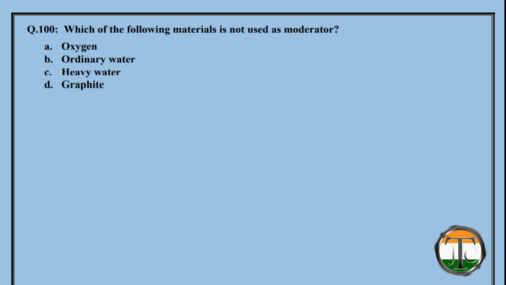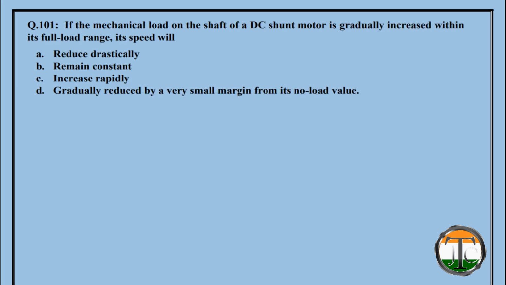This question is also related to power plant basics. In a power plant, a moderator is used. Mainly as moderators we see ordinary water, heavy water, and graphite, but oxygen we don't see in the moderator. So option A is the right answer, that is oxygen.